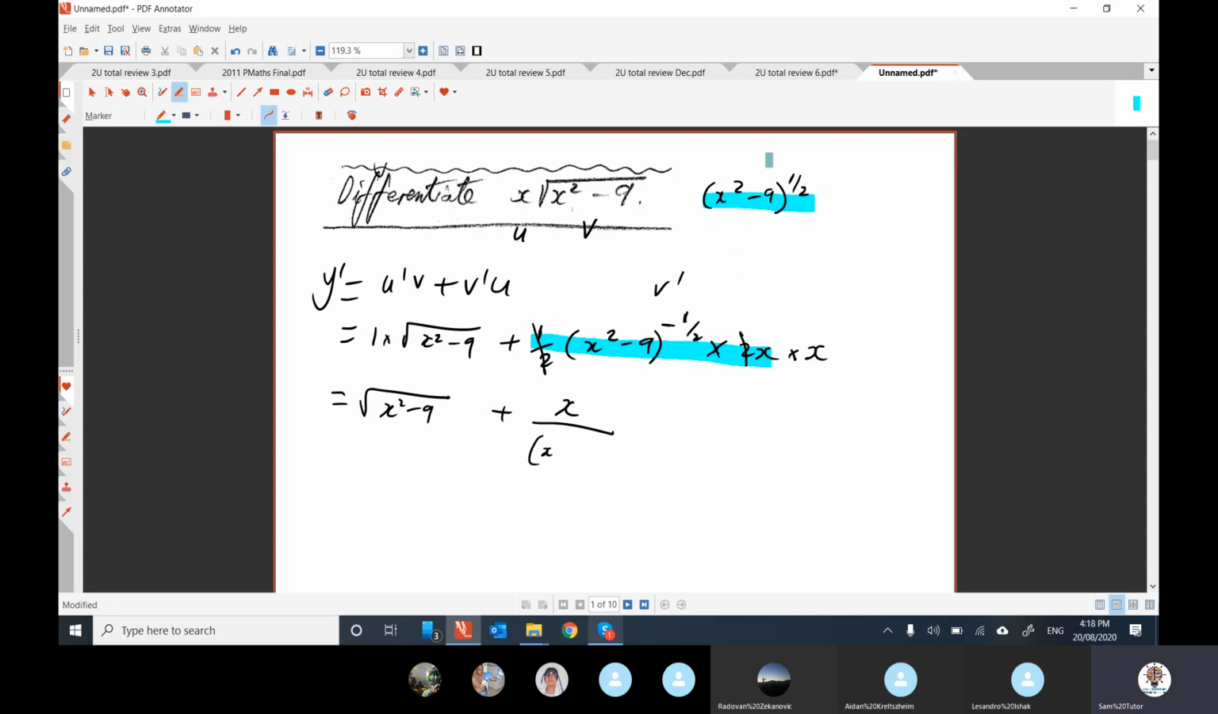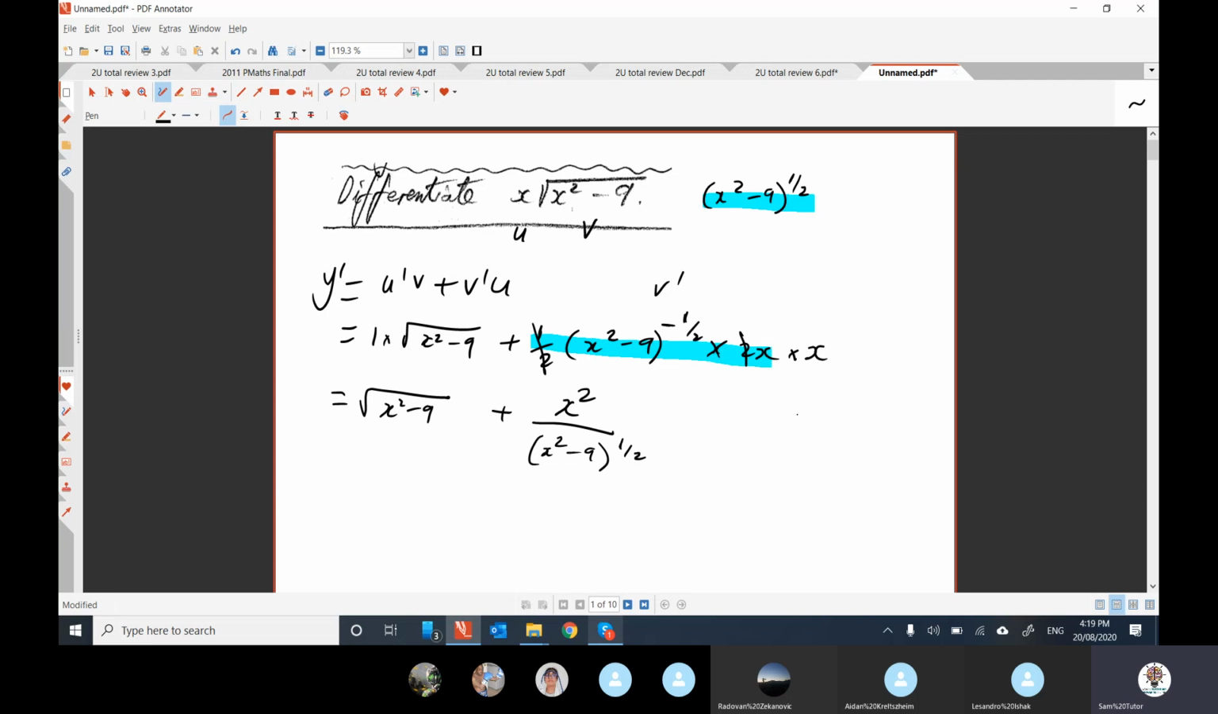Just look at it again. Bring the half down, leave the bracket, take away 1 from the power, times the derivative of the inside, 2x. And then times v dash times u. U is x. Make sense? So that should be x squared. And then over x squared minus 9 to the power of positive half. Do you get that?